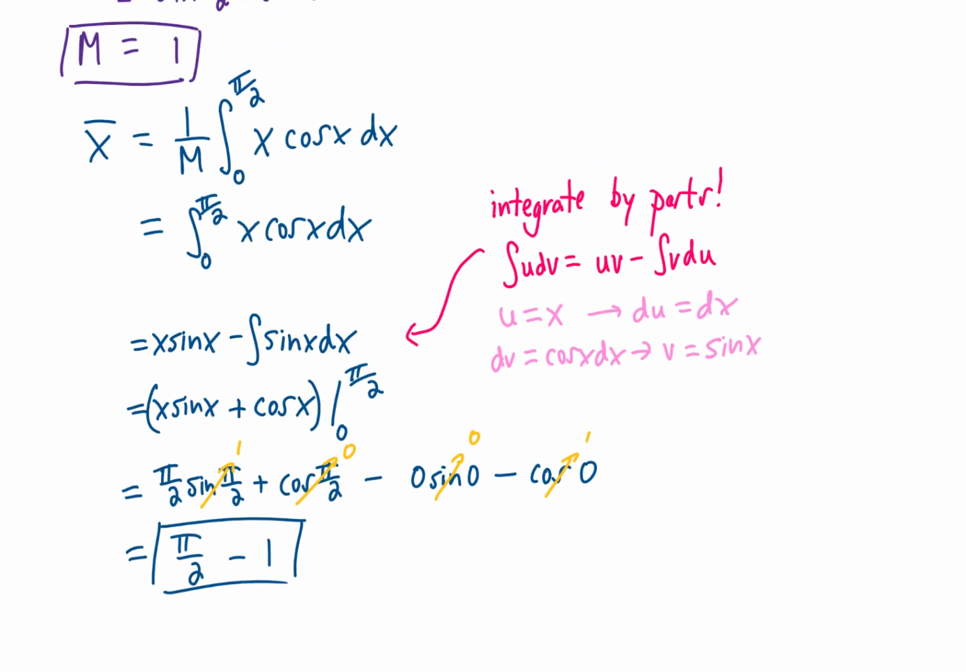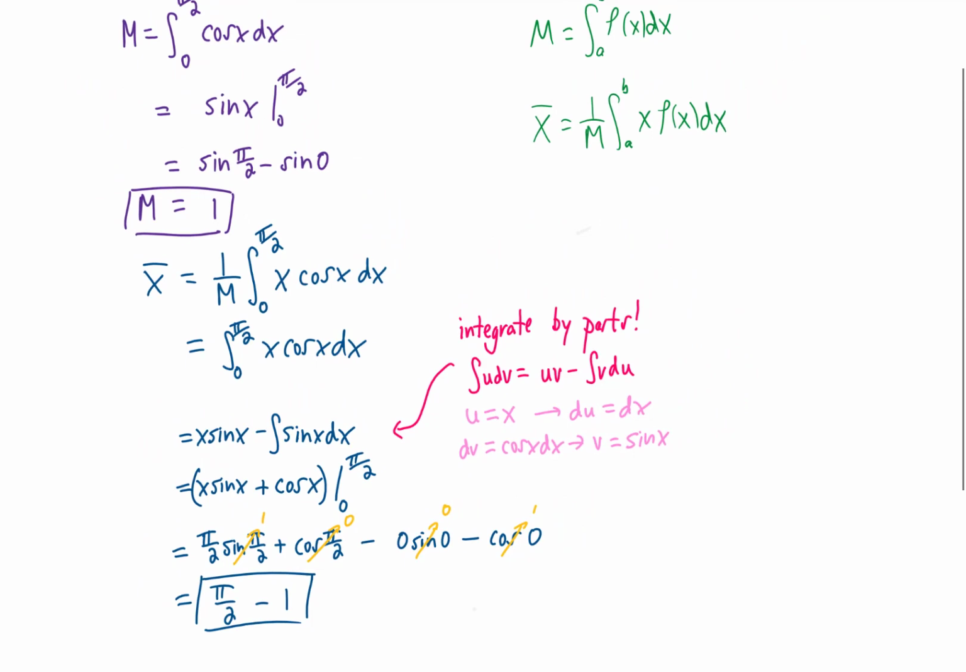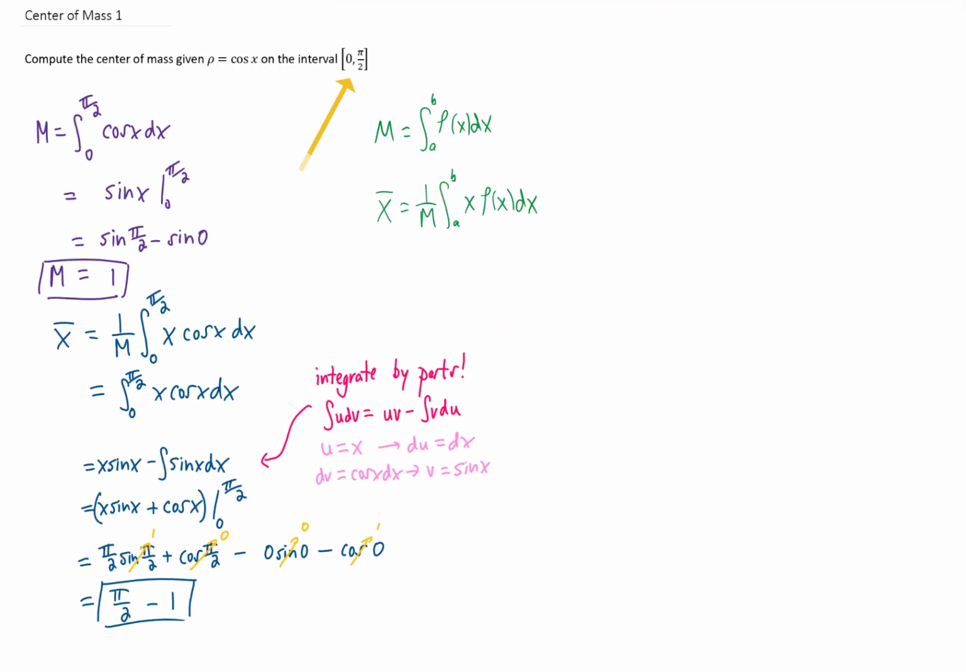Pi over 2 minus 1 is a decimal. It's around 0.5 or something like that. The center of mass is then on the interval from 0 to pi over 2, which makes sense, so I think that this is a correct answer.